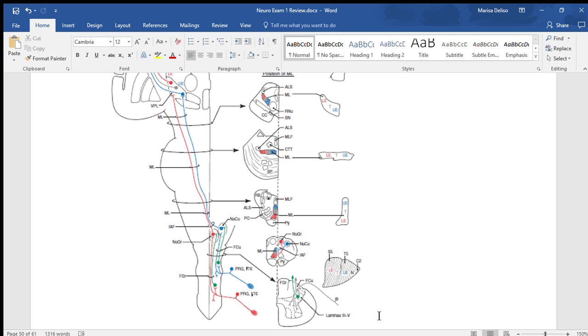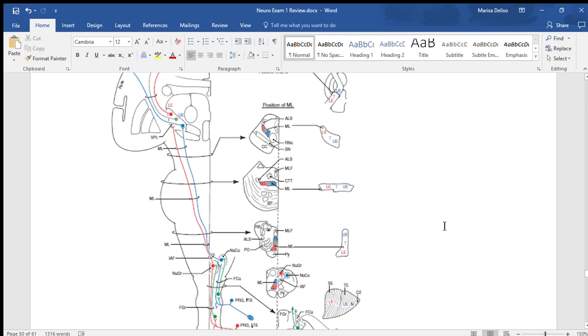So we know that we have our gracilis medially, right? And then we have our cuneatus laterally, which is going to be our upper extremity. Pay attention to where it is in the medulla and the midbrain. As our sensory pathway ascends, at the most inferior part of the medulla, it's going to decussate and switch to the other side. So if I'm ascending up my right side, I'm going to switch to the left at the most inferior part of the medulla.